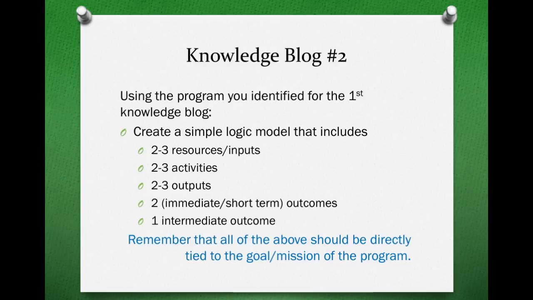Here's your knowledge blog number 2, what I'd like for you to do. Using the program that you identified for the first knowledge blog, you'll go back, tell us what that program is, you'll provide a link to that program, you will restate what the mission or goal is of that program, and then create a simple logic model that includes 2 to 3 resources or inputs, 2 to 3 activities, 2 to 3 outputs, 2 immediate or short-term outcomes, 1 intermediate outcome.